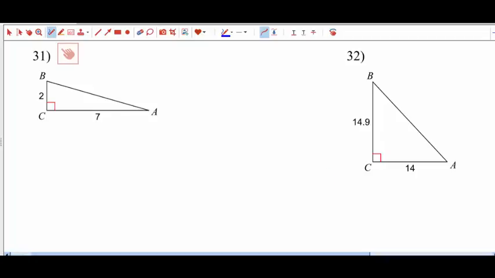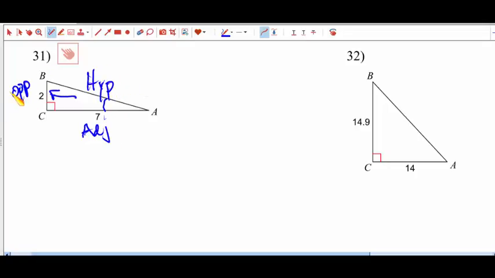Alright, this is problem 31, and I'm asked to solve for all sides of the triangle. So I know 2 and 7, and let me figure out what angle A is. Relative to angle A, that would be the opposite side. This one is the adjacent side, and this is the hypotenuse.